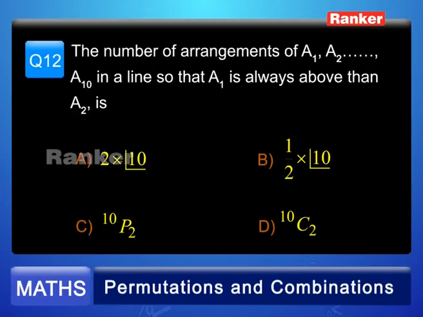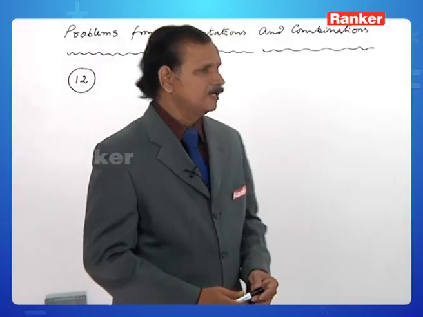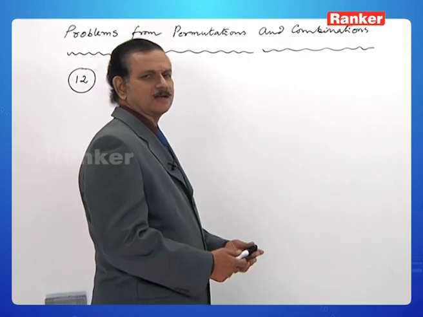The first option, that is option A, is 2 into 10 factorial. The second option is half into 10 factorial. The third option is 10P2. The fourth option is 10C2. It can be answered with the most general understanding.